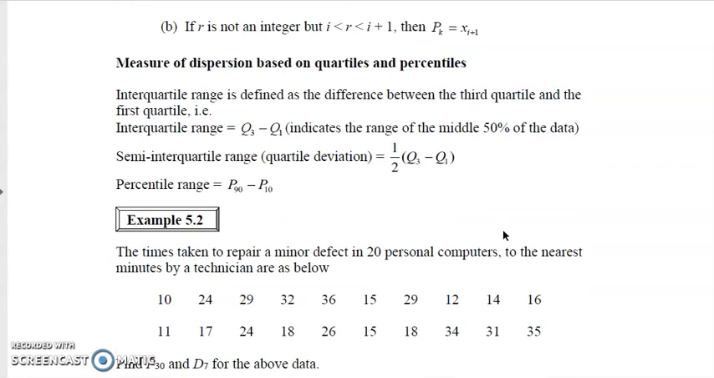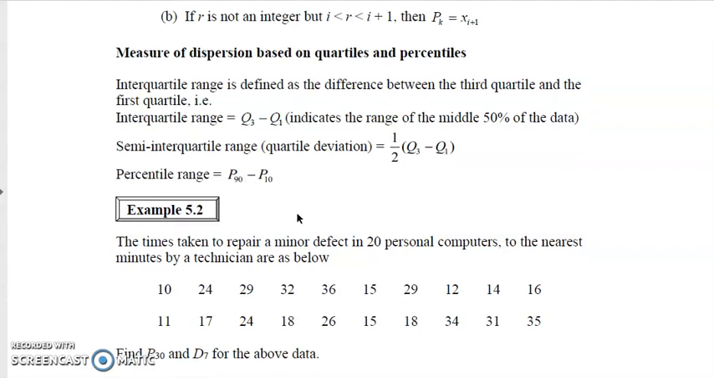Okay, we are going to see it from the example. So interquartile range is what? Q3 minus Q1. After you've got the third quartile, you subtract the first quartile, so you will have our interquartile range here. The semi-interquartile range is 1 over 2 of the interquartile range, and the percentile range will be P90 minus P10.